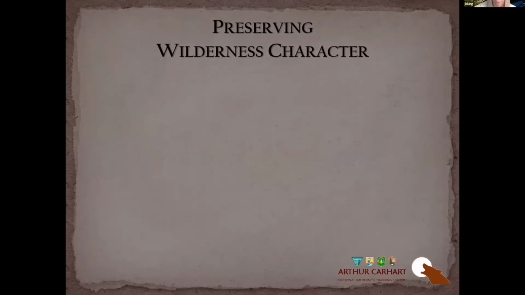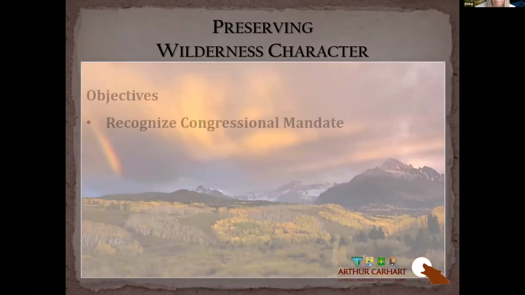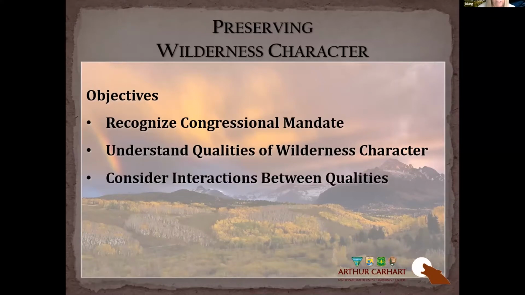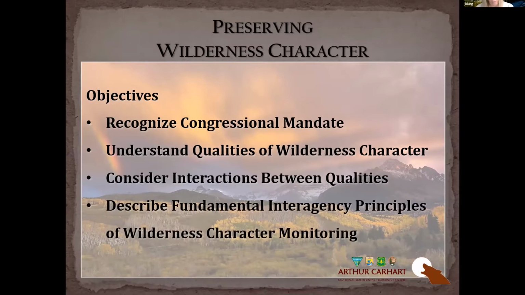So why do we preserve wilderness character? It's because it's a congressional mandate. It comes down through the law. We need to understand the qualities of wilderness character, what the law is asking us to preserve and maintain. We need to consider interactions between qualities and describe fundamental interagency principles of wilderness character monitoring. So there are just some objectives for wilderness character monitoring.